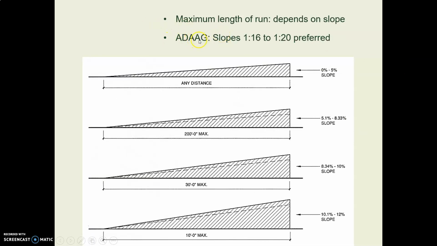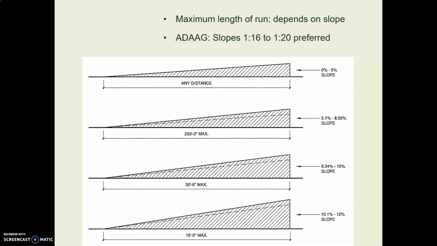ADA guidelines, ADAG, are the ones that give us these details about slopes. They prefer, for accessibility, slopes in the range of 1 to 16 to 1 to 20. And how long a ramp can be depends on what the slope is.